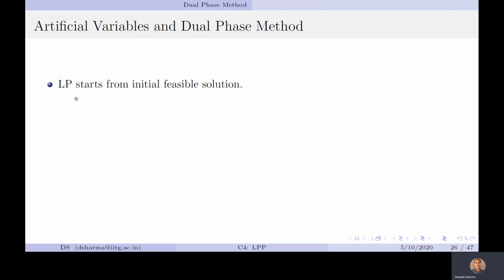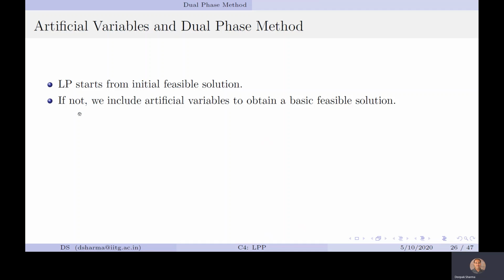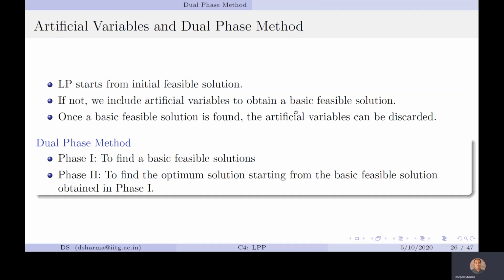As we know, LP always starts with an initial feasible solution. If not, then we have to include the artificial variable to obtain the basic solution. This can happen when you have different kinds of constraint equations. We will see later. Once the basic feasible solution is found, the artificial variable can be discarded because it is of no use. The word artificial suggests that we are using these variables to get a basic feasible solution so that the simplex method, which we have used earlier, can be used as it is.